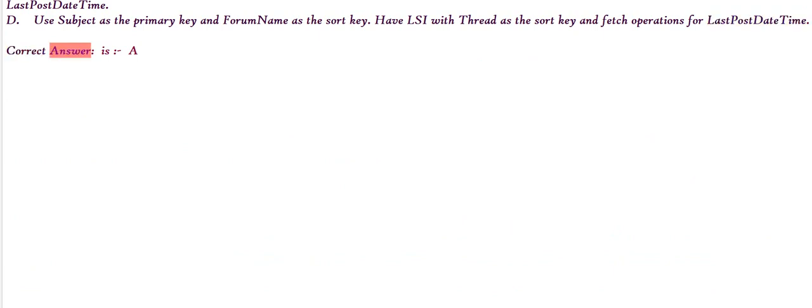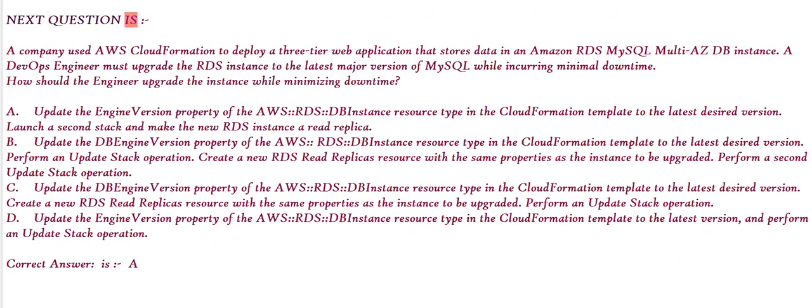Correct answer is A. Next question is: a company used AWS CloudFormation to deploy a 3-tier web application that stores data in an Amazon RDS MySQL Multi-AZ DB instance. A DevOps engineer must upgrade the RDS instance to the latest major version of MySQL while incurring minimal downtime. How should the engineer upgrade the instance while minimizing downtime?